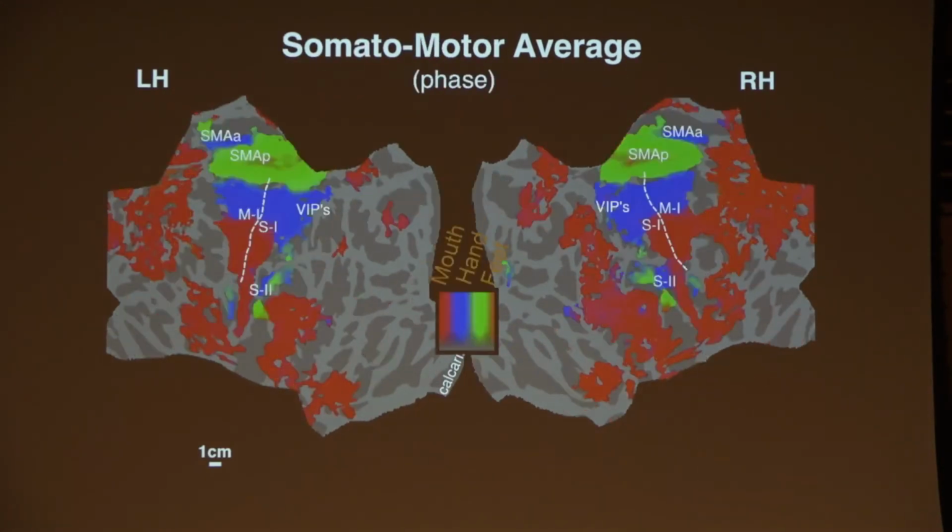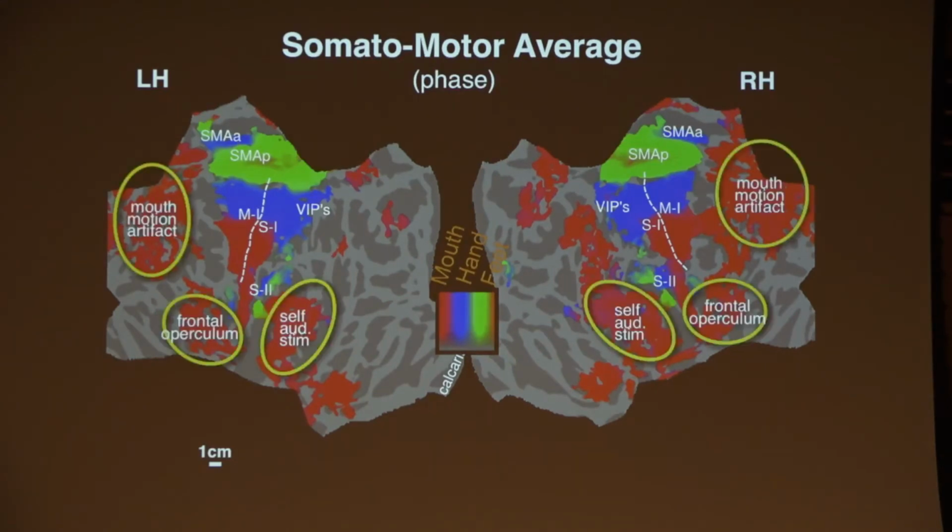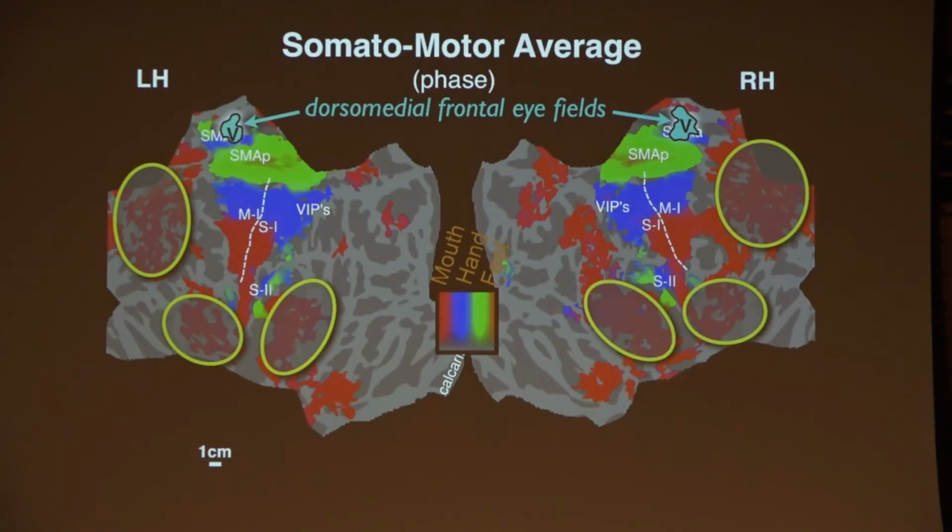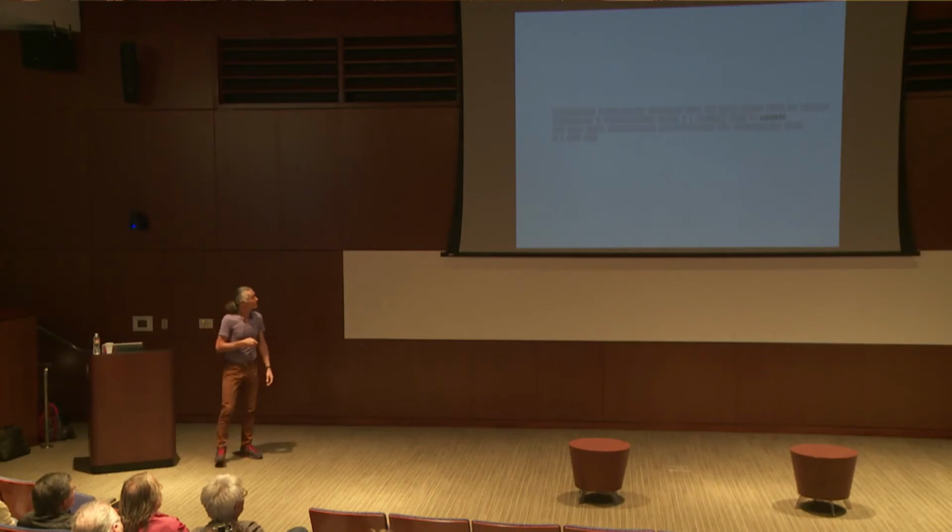Here's the somatomotor maps. They're a little noisy because the person is moving their mouth, and so there's a little bit of mouth motion artifact here and a little bit of self-auditory stimulation here, which slightly messes them up. But if we just gray those out, and then look at where the dorsomedial frontal eye fields and the dorsomedial frontal ear fields are, you can see that they're basically surrounding these 2 supplementary motor areas in middle cingulate cortex. And then we have them do this again, all the same subjects.